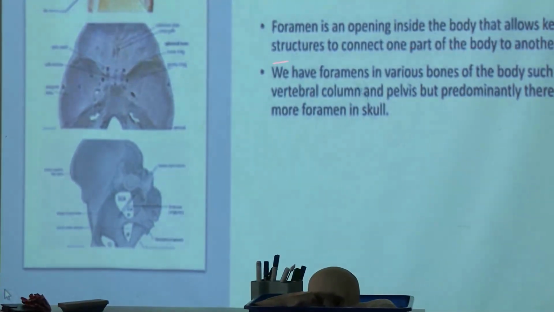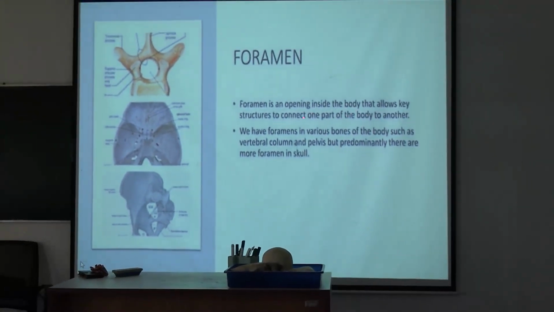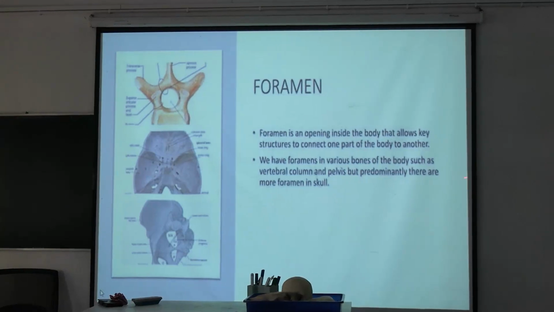So you have read different cranial fossas, and so we will summarize today all the foramens we will discuss. Okay, foramens, different foramens of the cranial cavity. So foramens are mainly an opening inside the body that allows key structures to connect one part of the body to another.